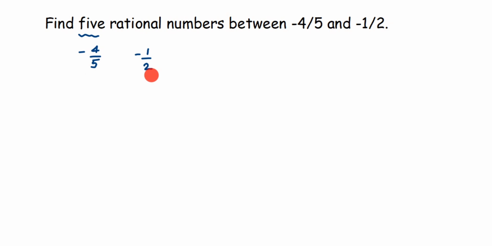And how can we do it? We'll find the equivalent rational numbers of these two numbers, minus 4/5 and minus half. I hope you all know how to find an equivalent rational number. We can find that by multiplying the numerator and denominator by the same number. But what is that number? We want the denominators to be the same, so we'll find the LCM of the denominators, in this case 5 and 2. So the first step is to find the LCM of the denominators, which is equal to 10.